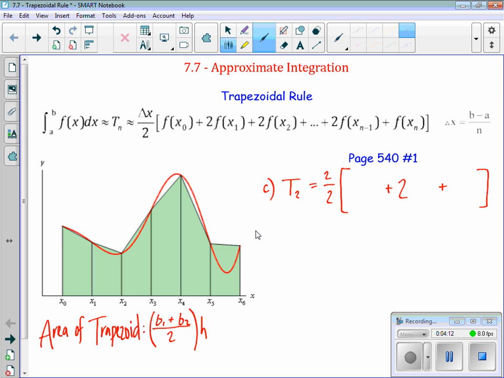So looking at the graph, what is the value at 0? 0.5. What is the value at 2? 2.5. And what's the value at 4? 3.5. So this is how you would use that rule. So we just have 5, 6, 7, 8, 9. Looks right.